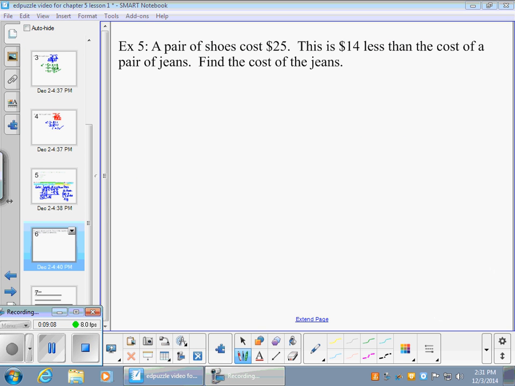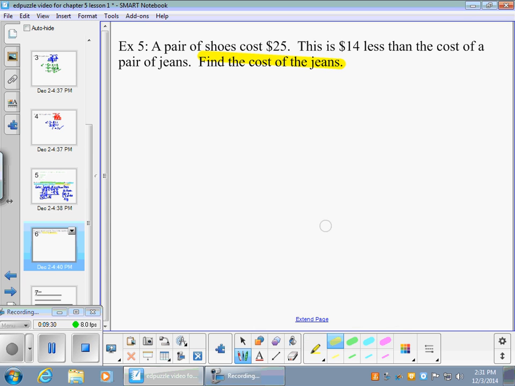Let's try another word problem. A pair of shoes costs $25. This is $14 less than the cost of a pair of jeans. Find the cost of the jeans. So the first thing I'm going to do is highlight what we're looking for. And we want to find the cost of the jeans. This is our let statement.